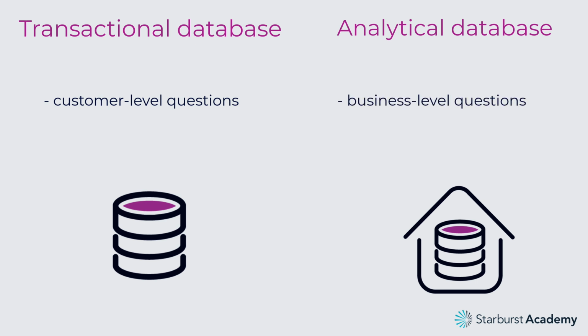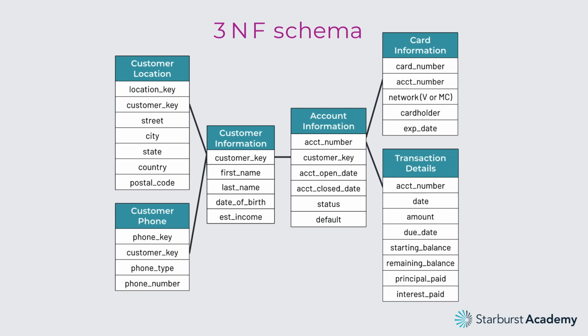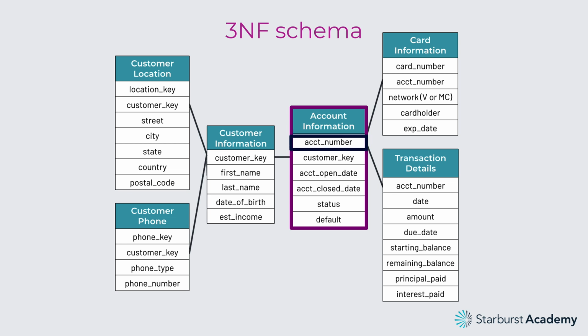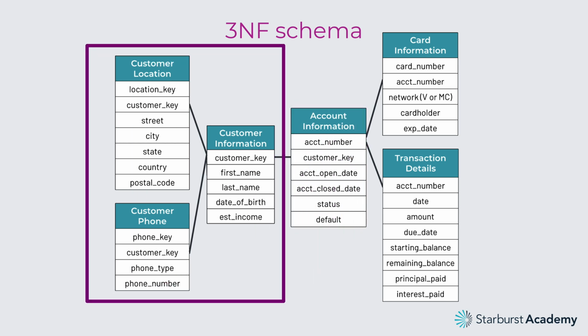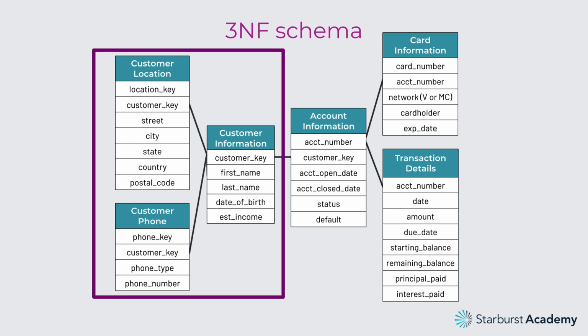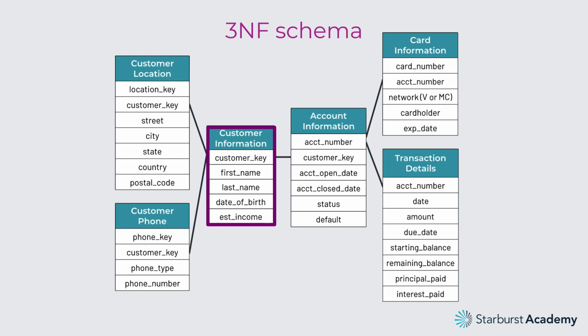BurstBank captures all of the credit card data in its transactional system, the third normal form schema. First, account information for a customer's credit card account is stored in the accounts table. This includes information such as account number and the date the account was opened. Customer information is stored across several tables because it is normalized to reduce redundancy. The customer information table includes customer name, date of birth, and estimated income. It is connected to the accounts table with the customer key. It is also connected to the customer location and phone tables with the customer key.